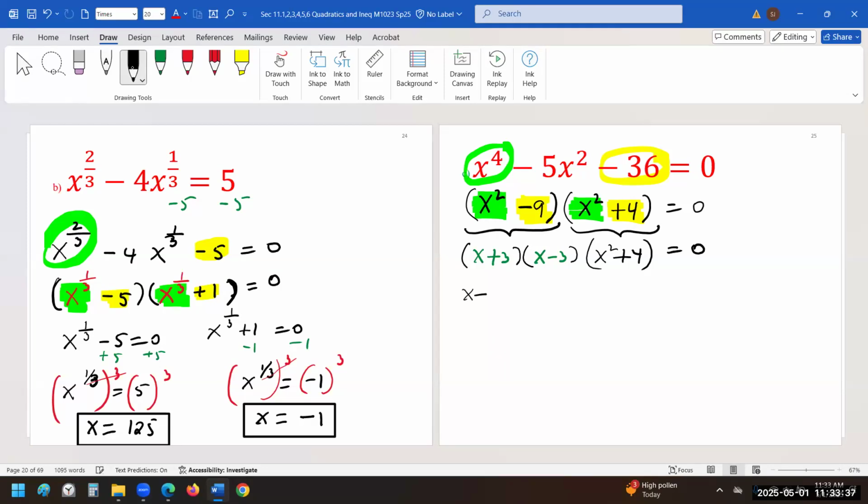We set each of them equal to 0. x plus 3 equals 0, x minus 3 equals 0, x squared plus 4 equals 0. We'll subtract 3 here, add 3 here, subtract 4 here. So x is -3. We are done.